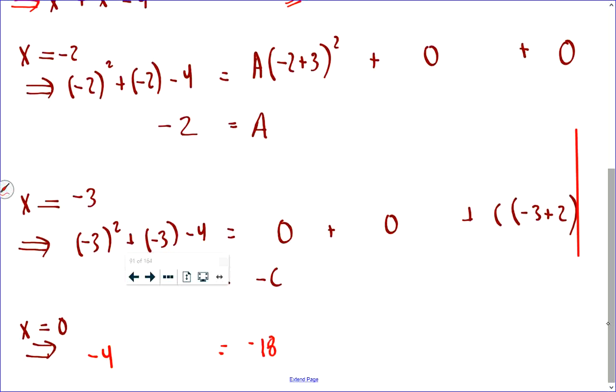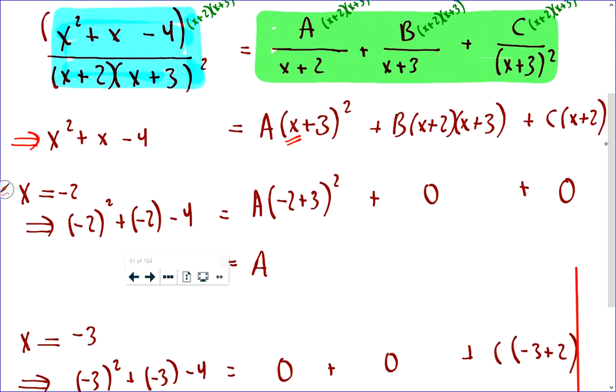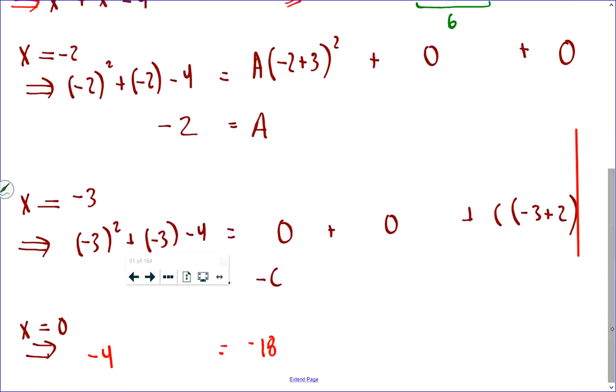Let me just double check that. A is negative 2. I'm putting in 0 for x. 0 plus 3 is 3. Squared is 9 times negative 2 is negative 18. While I'm up here, I'm putting 0 in for x. So this will end up being 6 times b, which we don't know, I believe. So you're going to have plus 6b.